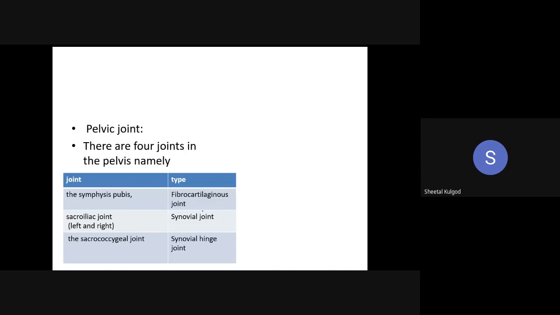These bones are joined together at particular joints. The symphysis pubis is where the two pubic bones join each other in the midline, and that is a fibrocartilaginous joint. The sacroiliac joint, that is the sacrum and the iliac bone, joins on both sides, the left and the right, and the type of joint is a synovial joint. The sacrococcygeal joint is a synovial hinge joint.